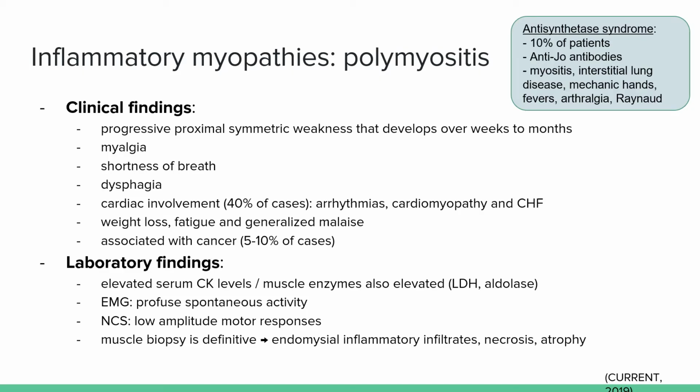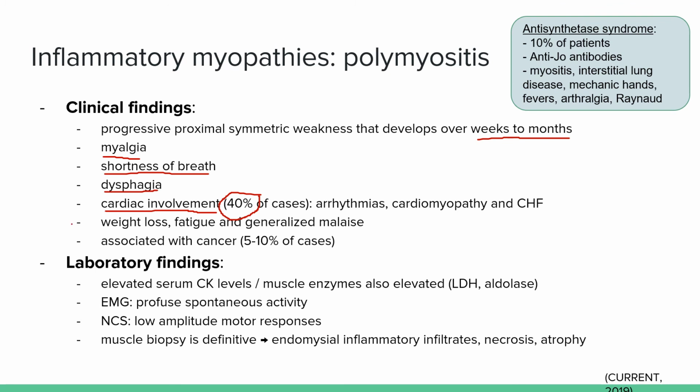Myopathy. First, we're going to talk about the acquired inflammatory myopathies, and the most common one is polymyositis. It presents as a progressive proximal symmetric weakness that develops over weeks to months, so it's acute to subacute. It's usually accompanied by myalgia, shortness of breath because of respiratory muscle involvement, dysphagia because of bulbar involvement, and cardiac involvement in up to 40% of cases.